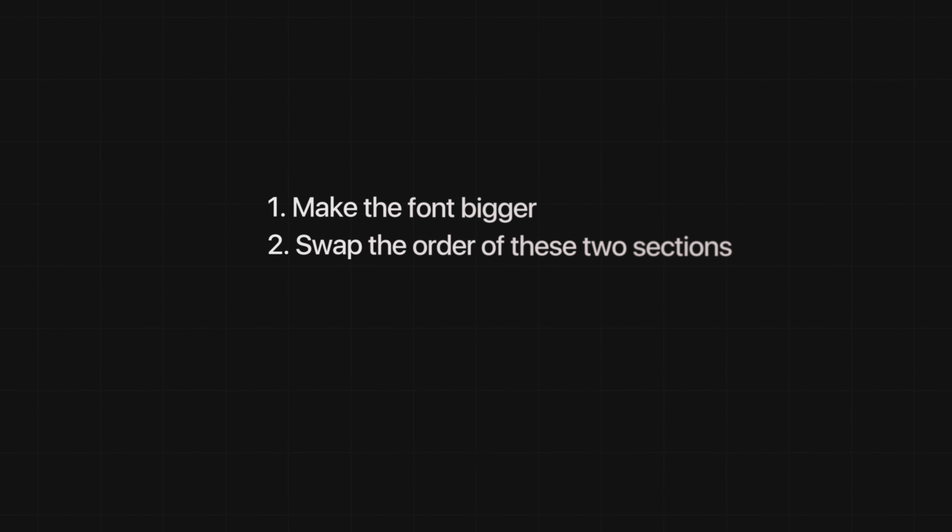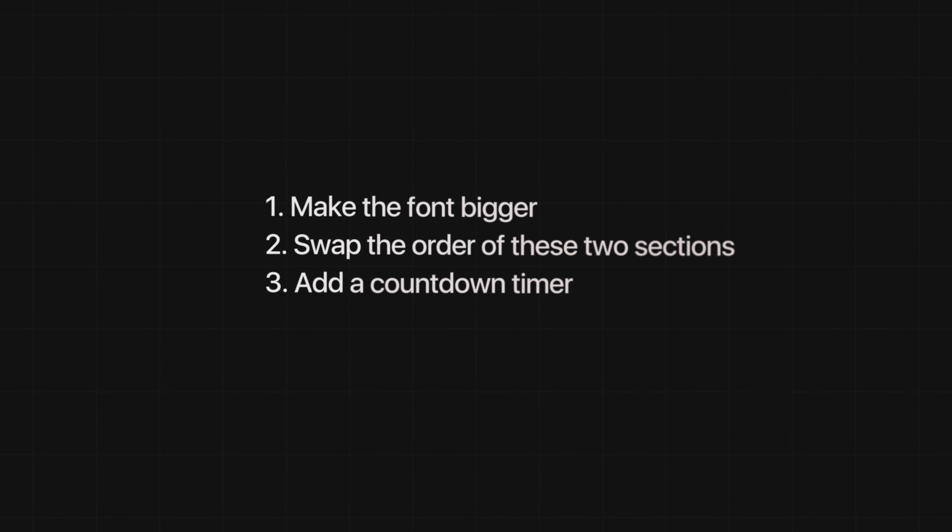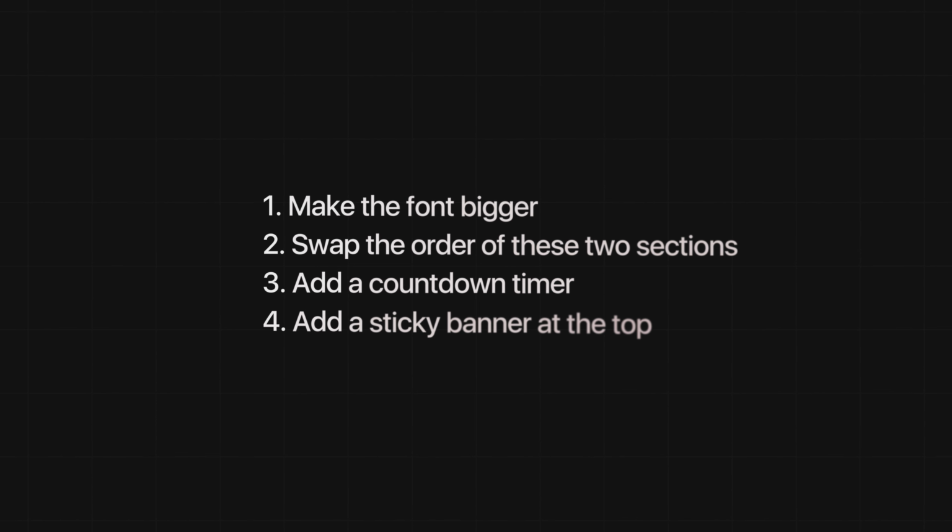Make the font bigger, swap the order of these 2 sections, add a countdown timer above the CTA, add a sticky banner at the top that says limited spots available. Everything is just a sentence. This is what makes it so powerful for business owners. You don't need to learn code. You don't need to learn a page builder. You just need to know what you want and be able to describe it. If you can write a brief for a designer, you can prompt Claude Code. It's the same skill.